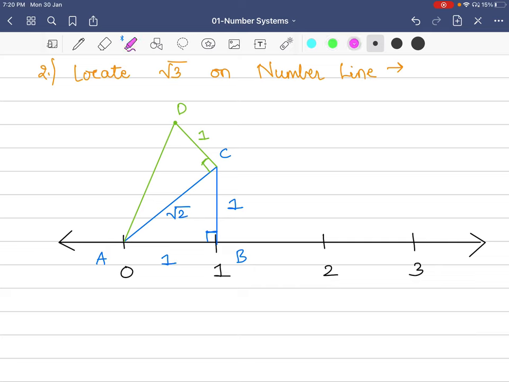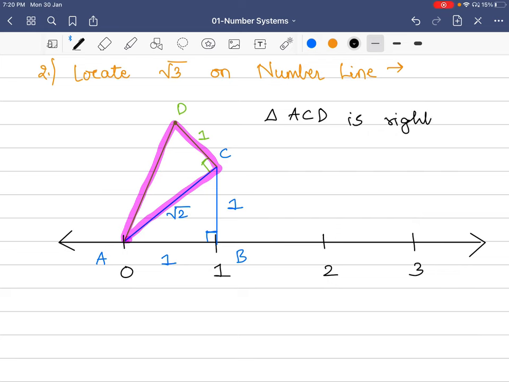If you focus on this triangle ACD, okay, ACD is a right angle triangle. Yes. So I'm just going to write it down. So triangle ACD is right angle triangle.